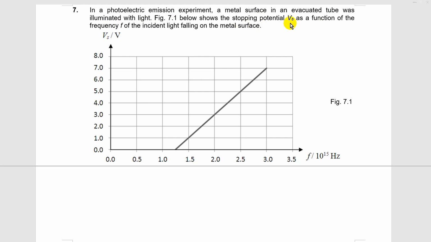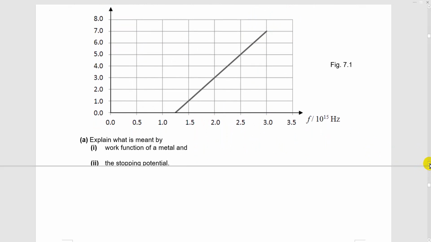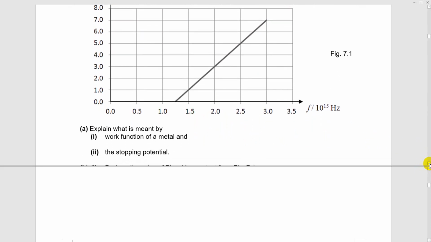They repeat the experiment with different frequency of the light used, and for each frequency they measure the corresponding stopping potential, Vs. Okay, and question part A, part 1 and part 2. Just sub-definition. What's meant by the work function of a metal and what's meant by the stopping potential.